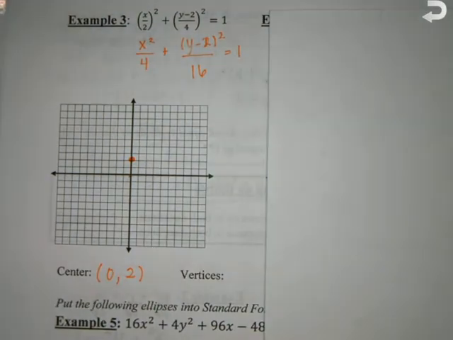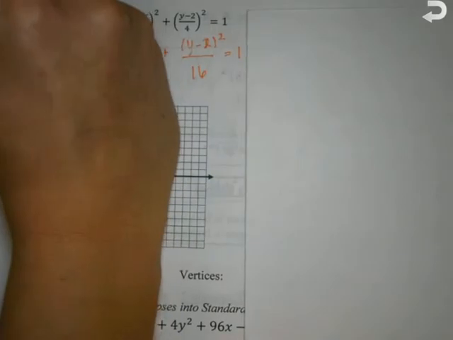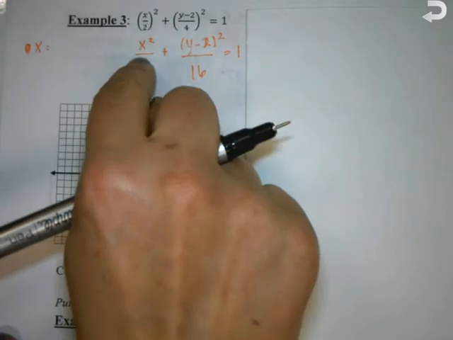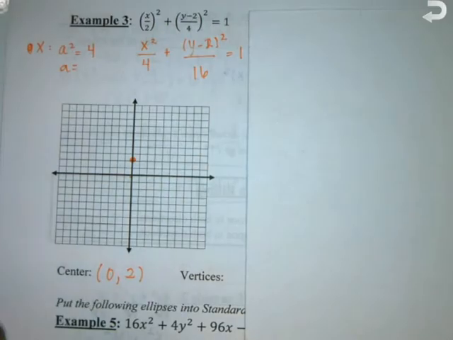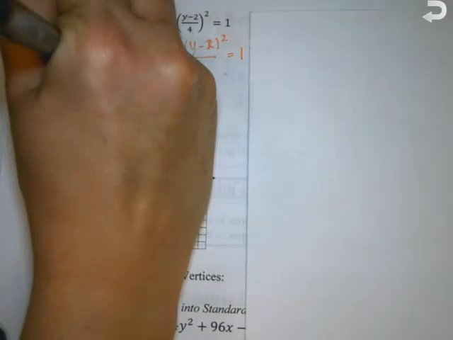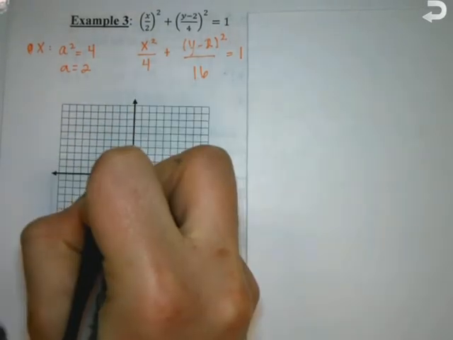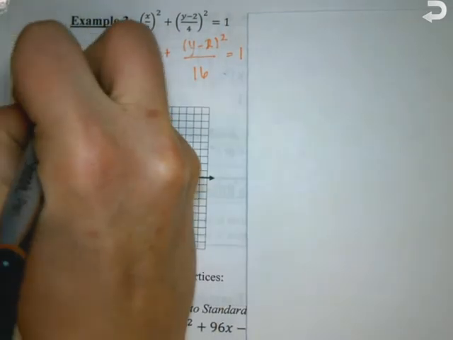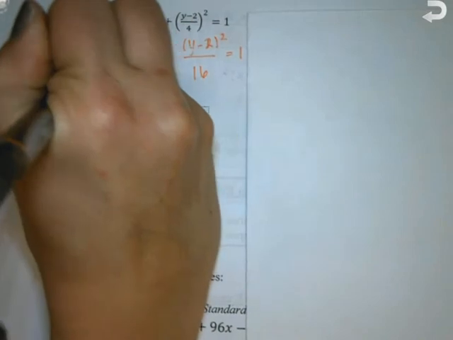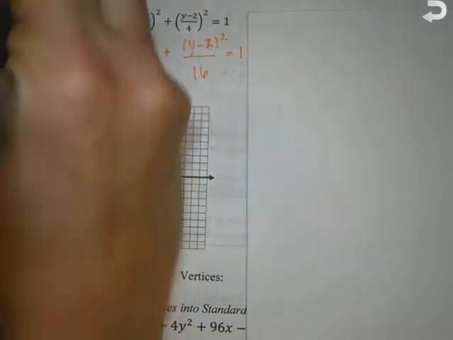The x's have to do with the a's. A squared is equal to 4, so a is equal to 2. So we're going to go left and right 2. 1, 2, 1, 2. The y's have to do with the b's. So b squared is equal to 16. So b is equal to what? 4. Okay, so 1, 2, 3, 4, 1, 2, 3, 4. Let's sketch that.